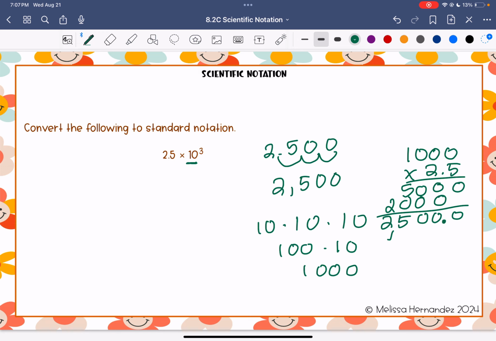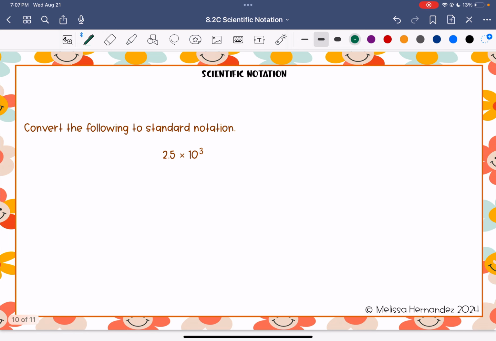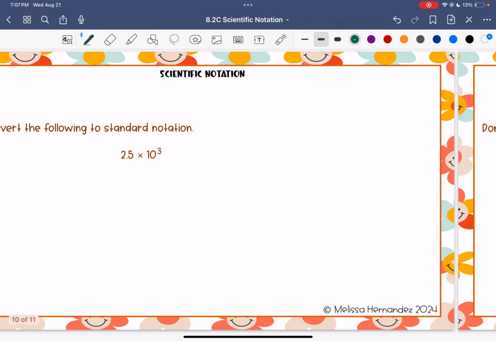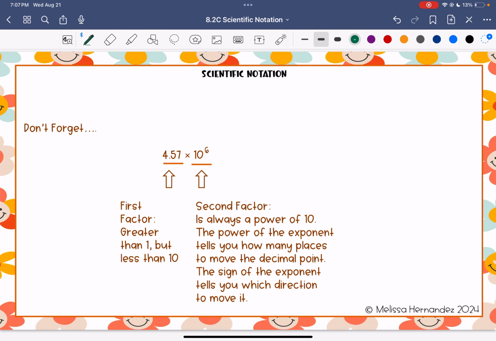So I just wanted to show how it works. Now, all right, this is the part where you don't want to forget. The first factor is greater than 1, but less than 10. I would encourage you to pause the video and write this down. The second factor is always a power of 10, and the power of the exponent tells you how many places to move the decimal. The sign of the exponent tells you what direction.